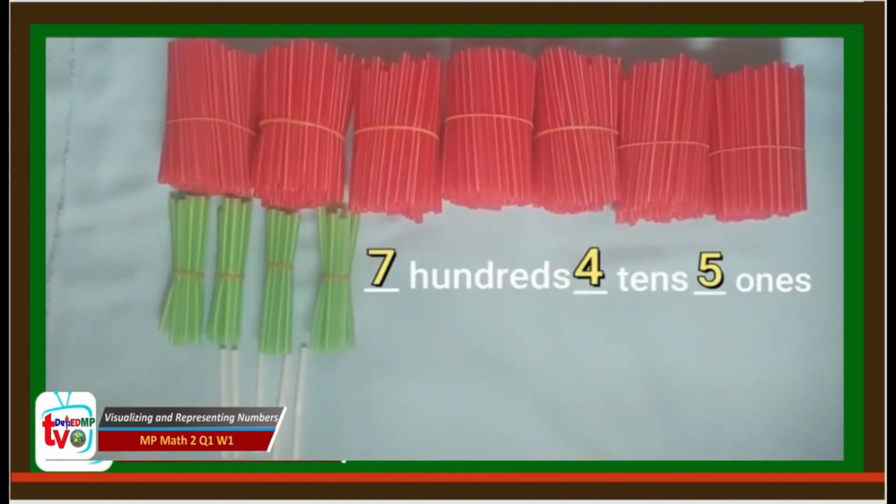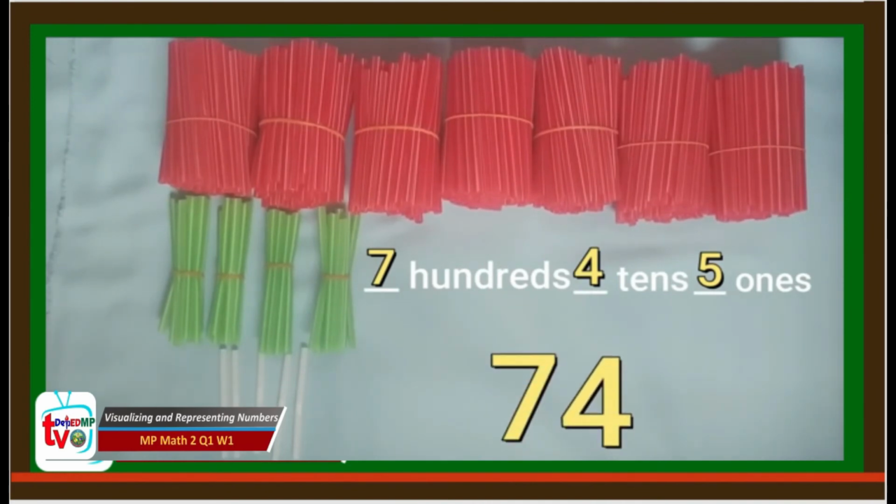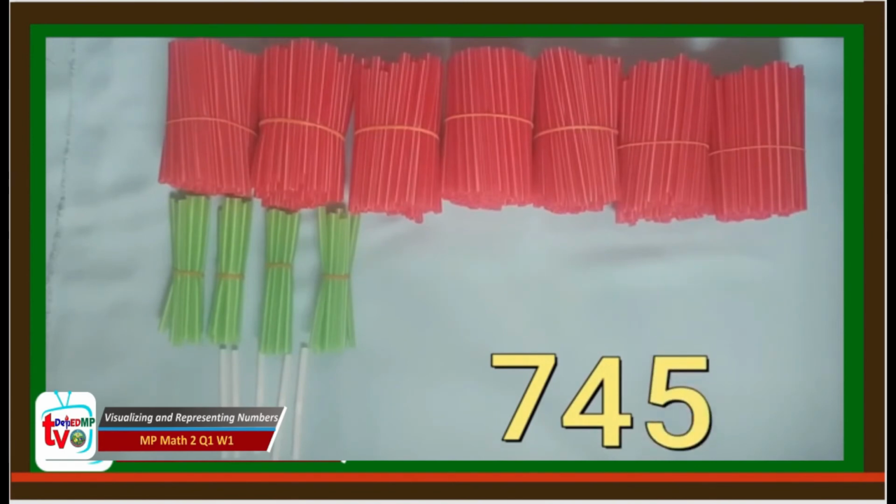So again, there are 7 hundreds, 4 tens, and 5 ones. What number do all the straws represent? There are 745. Okay, very good.